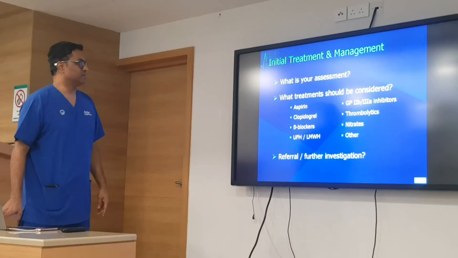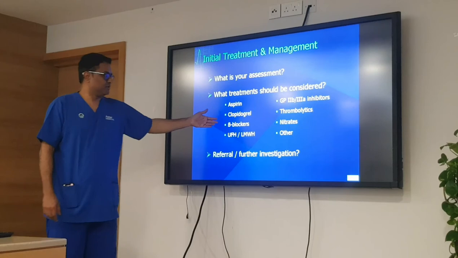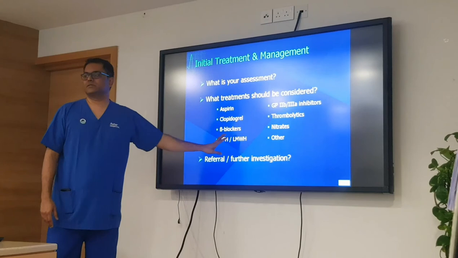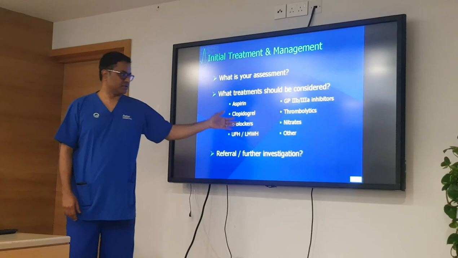Again, same list. What are we going to do? Same: aspirin, maybe clopidogrel or ticagrelor. Beta blockers can be given, but the heart rate is good, so you don't have to. Same rule. If they go into the cath lab immediately, don't give Clexane, give heparin, otherwise you give Clexane. This may be in the cath lab. This is not a STEMI, so no thrombolysis. Nitrates, yes, maybe. Once again, this is not a STEMI, so the treatment is more or less the same.